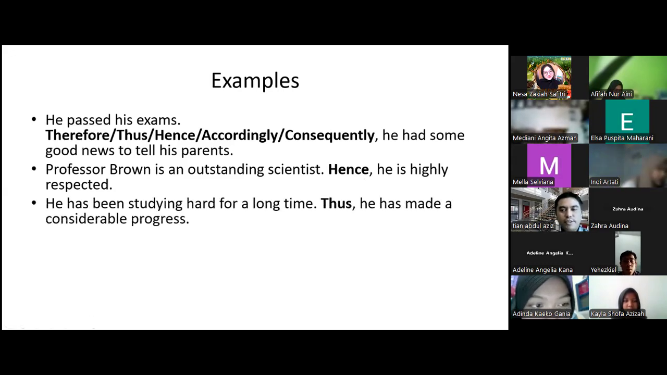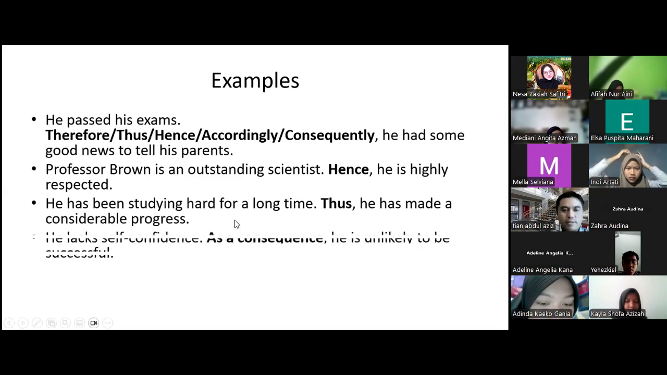Okay, continue. He has been studying hard for a long time, thus he has made considerable progress. He has been studying hard for a long time. Thus, he has made considerable progress. We use thus here to indicate the result from the first sentence.